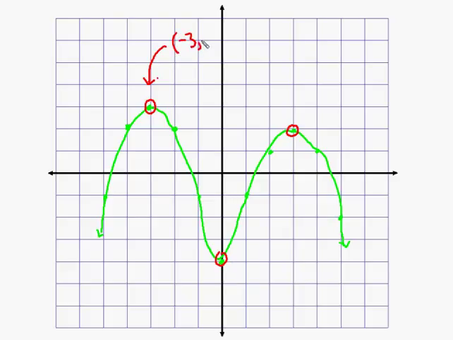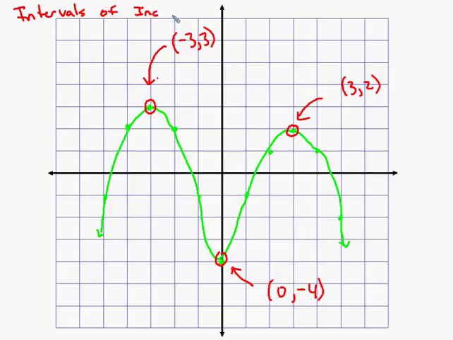For now, I'm just going to tell you what they are. So this is negative 3, 3. This one is 3, 2. And this one is 0, negative 4. Okay? You will get those from your calculator. Just for speed, I am telling them to you. All right, what we're going to do is the intervals of increasing and decreasing. Okay?